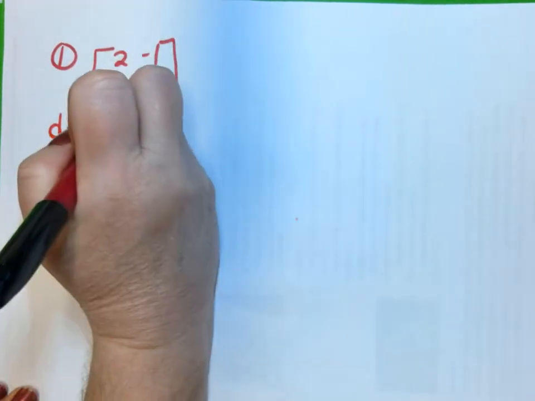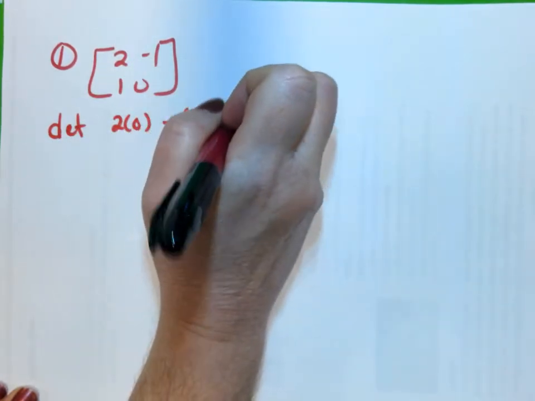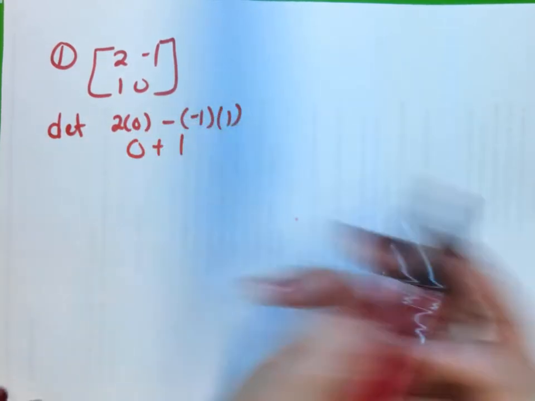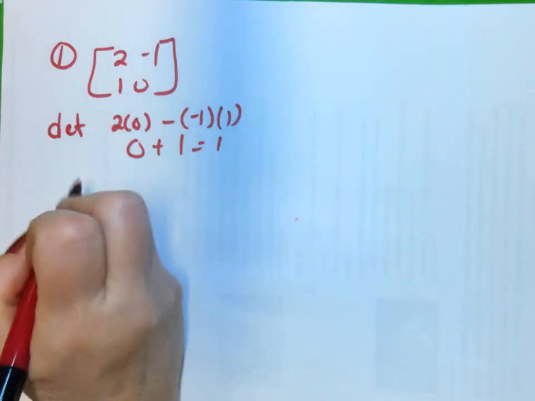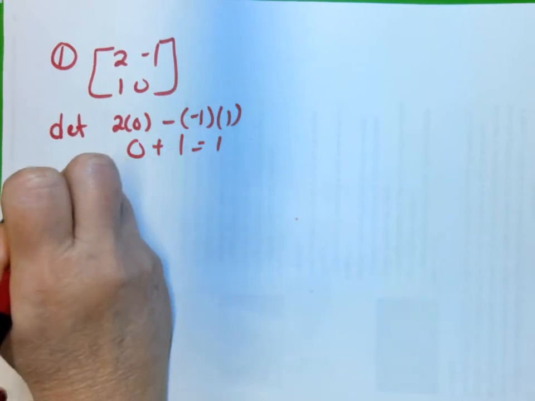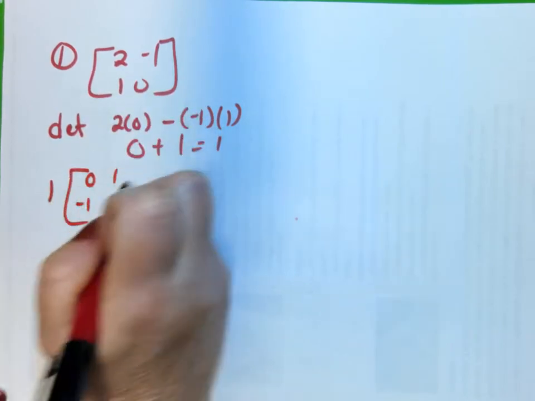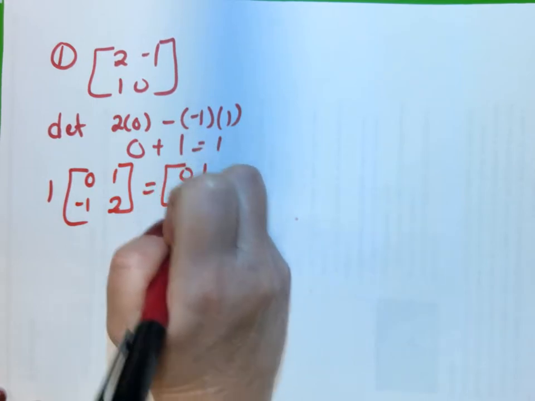So number 1, remember the first step? The matrix is 2, negative 1, 1, 0. The first step is to find the determinant, which is 2 times 0 minus negative 1 times 1, or 0 plus 1. So my determinant is 1, which is not equal to 0, therefore I can continue. So I take 1 times, I switch these, I change the signs of these. And 1 doesn't change anything, so my inverse is 0, 1, negative 1, 2.